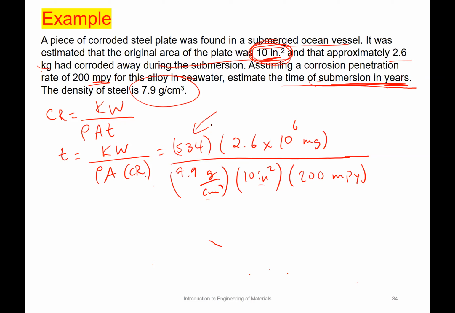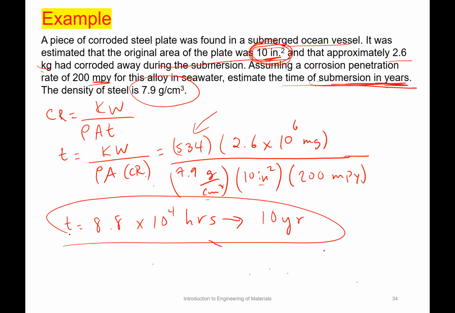So you can actually just directly put into this equation and solve for T in hours. That's the standard unit for T here. And so what we get out is 8.8 times 10 to the 4 hours, which if we convert to years, we get 10 years, okay? Or, well, I'm just rounding up, but yeah, so that's what you would get. So let me pause here and see if there are questions.